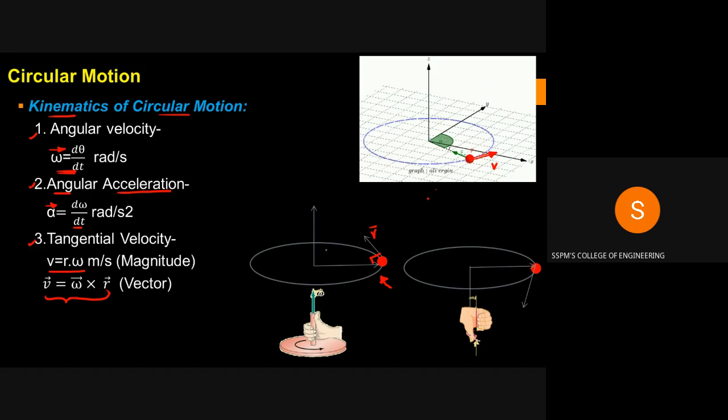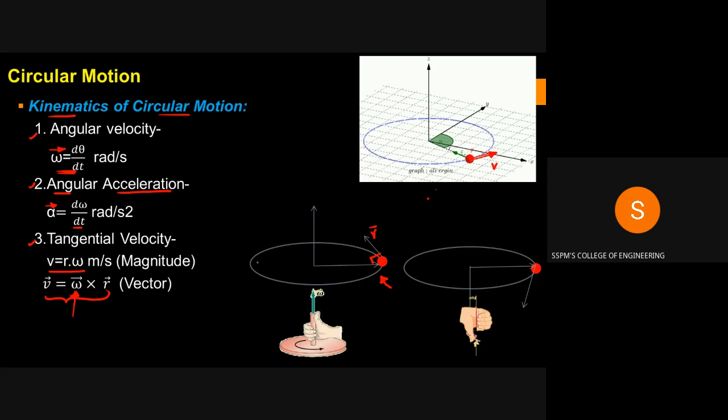So you can see here the angular velocity vector omega, we can give the direction of this omega by using the right hand thumb rule. So you can see here this is the direction for the rotation of the particle which is performing the circular motion. Then curl the fingers like this, and the thumb will denote the direction of angular velocity.